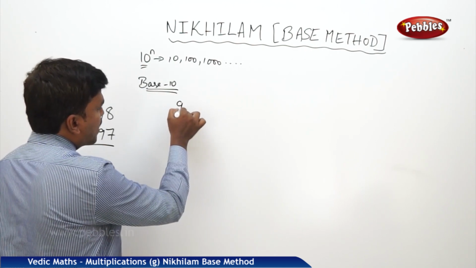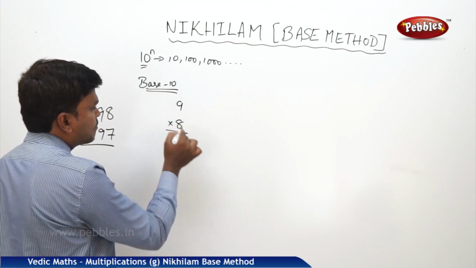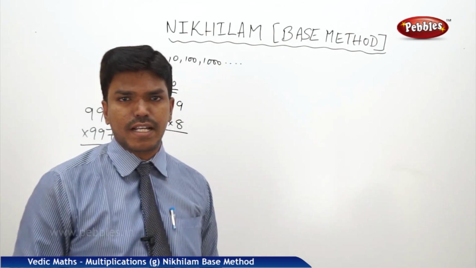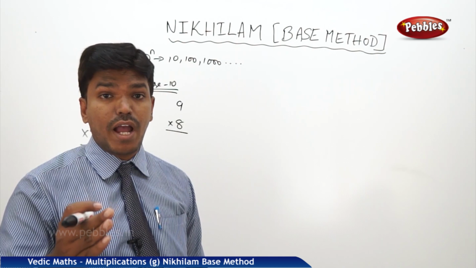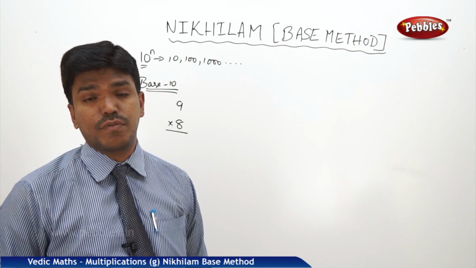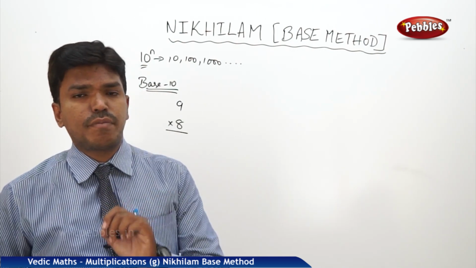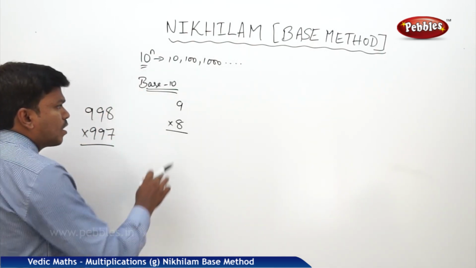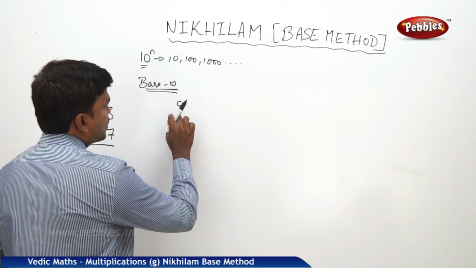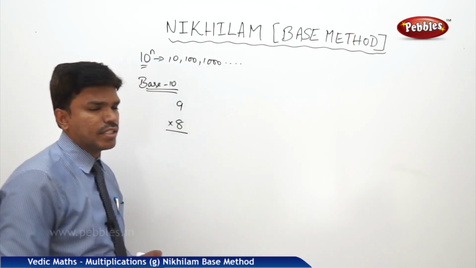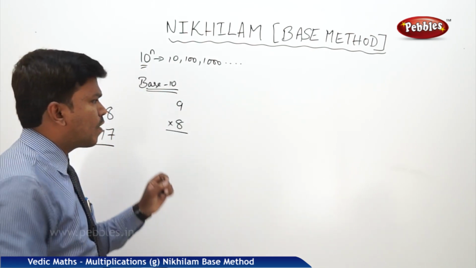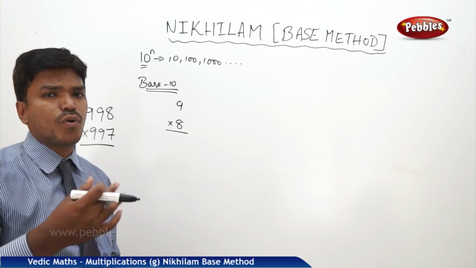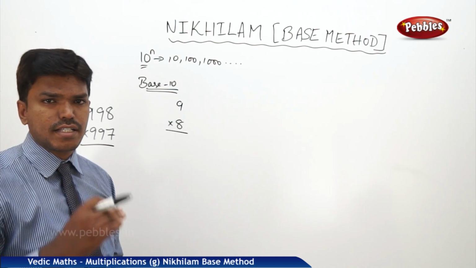Suppose I want to multiply 9 into 8. Of course you know the answer is 72. I know that you know the answer is 72, but I am explaining just for the sake of the steps. Now you tell me, 9 is closer to 10, that's why I have taken the base as 10. When you compare 9 with the base 10, is it less or more? It is less only.